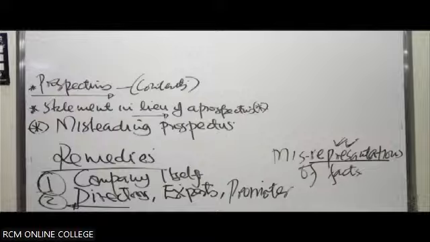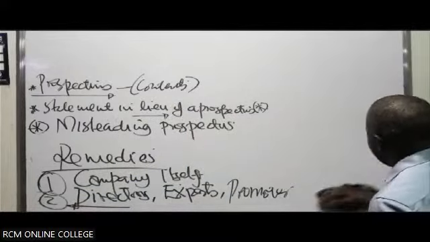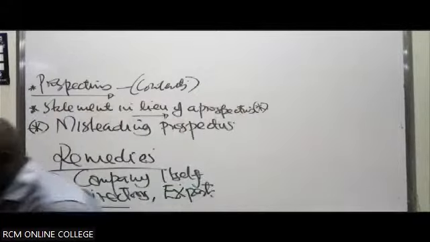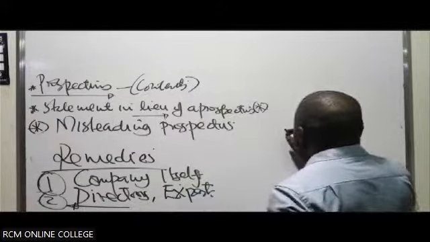The first remedy you'll have is what we call rescission, to rescind, or to avoid this kind of contract of allotment of shares. So number one, you can rescind the contract.